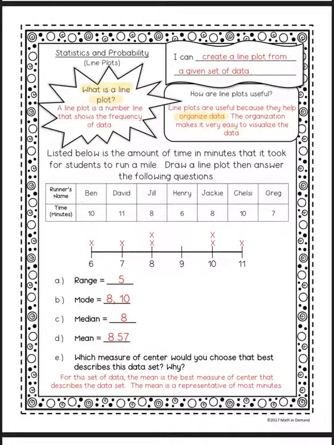Here's an example of how they created a line plot. Listed below is the amount of time in minutes that it took for students to run a mile. It says to draw a line plot, then answer the following questions. So when you look at the data, I usually find the lowest number, which is Henry, which is a 6, and then I usually find the highest number in the set of data, which is David, which is 11.